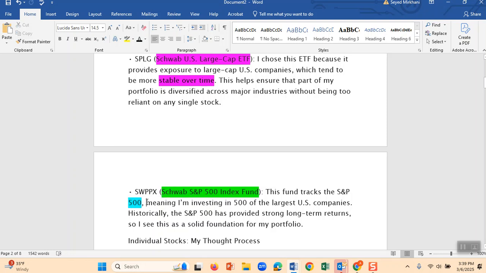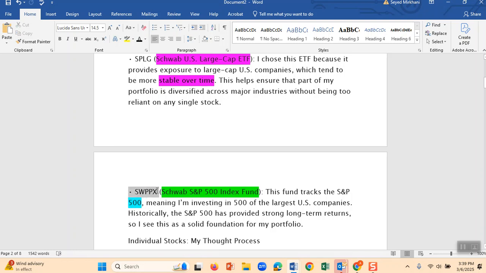The possibility of this SWPPX going bankrupt is almost impossible, because if one day 500 major companies go bankrupt, you know what will happen? All of us will lose our jobs. The US economy is going to go upside down if Walmart and Apple and Amazon and Microsoft all shut down. Imagine that we won't be able to use our computers.